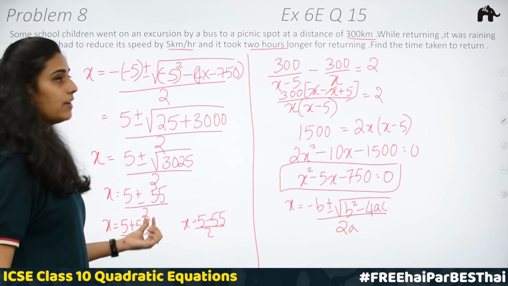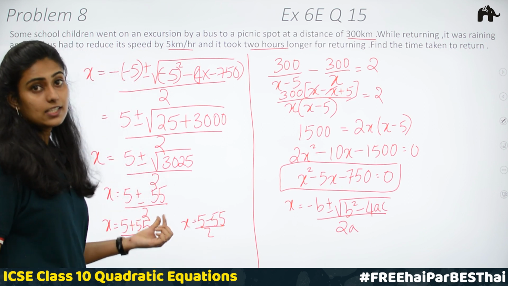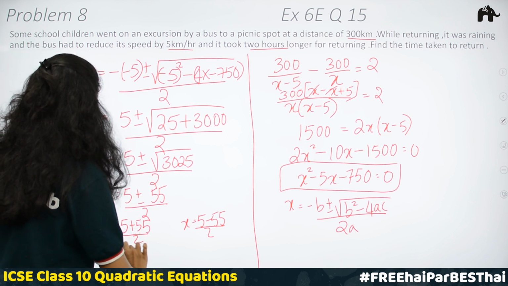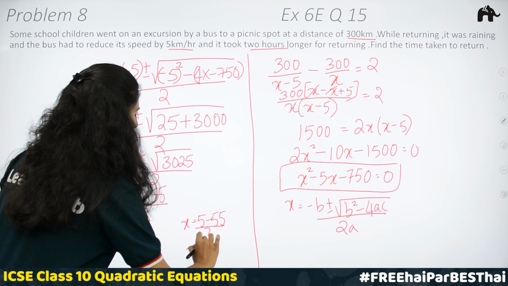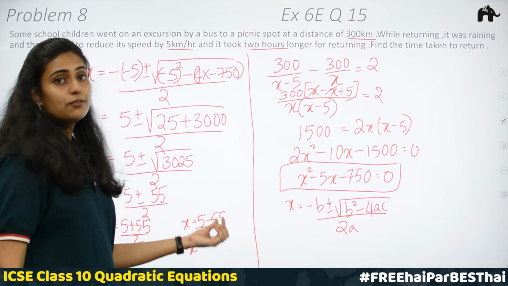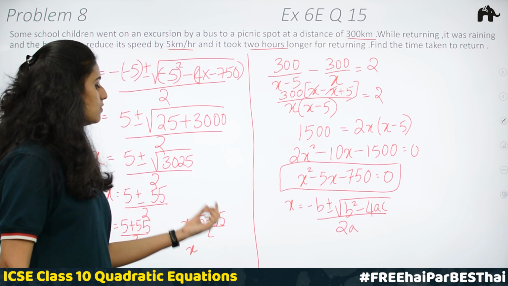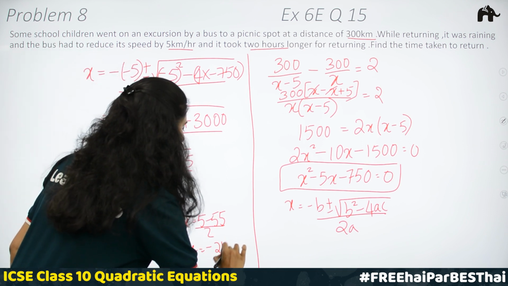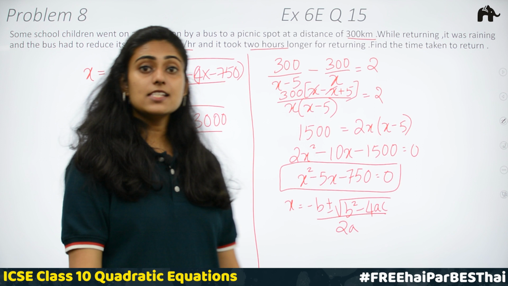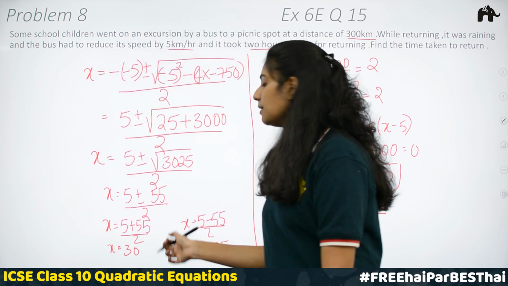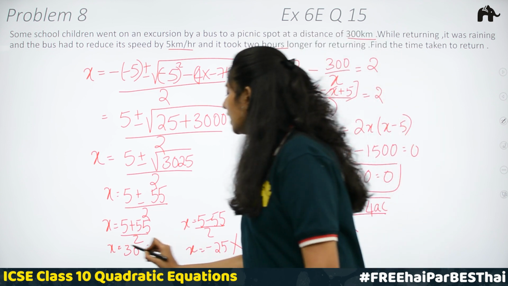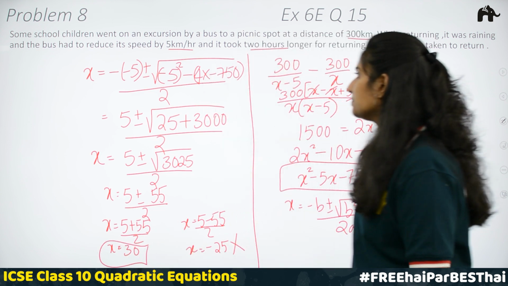5 plus 55 by 2. 5 plus 55 is 60. 60 by 2, 30. x is equal to 30, or x is equal to 5 minus 55, minus 50, minus 50 by 2, minus 25. Minus 25. What is x? x is the speed of the bus. It cannot be negative. Reject this value. We have x is equal to 30.